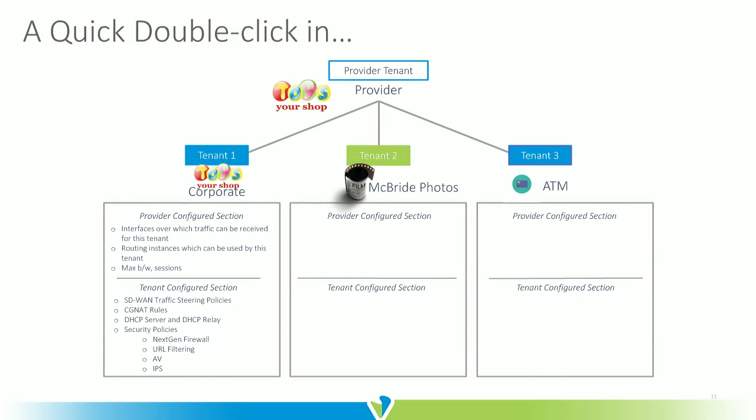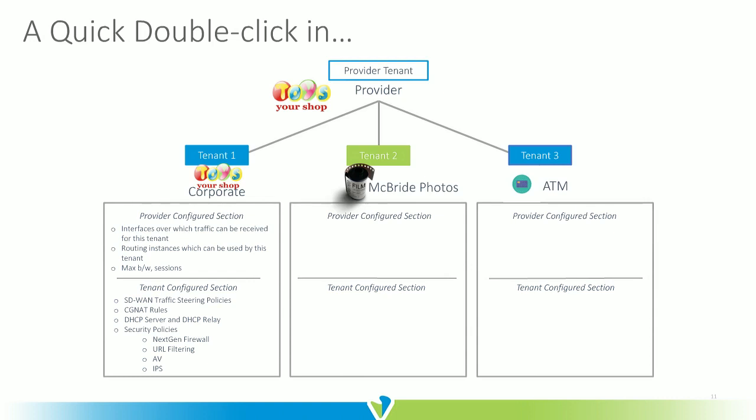how and what you can drive on a per tenant basis from access and policy and features. We take a look at, here, My Toys Your Shop would potentially, as the main provider, configure what interfaces traffic can be received on for their corporate tenant, which will be residing at the store. What instances can be used by them, how much bandwidth, how many sessions and things, some basic parameters as an example. But then have some sub configurations associated to the tenant, right?